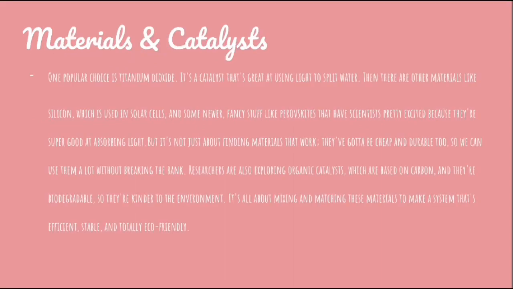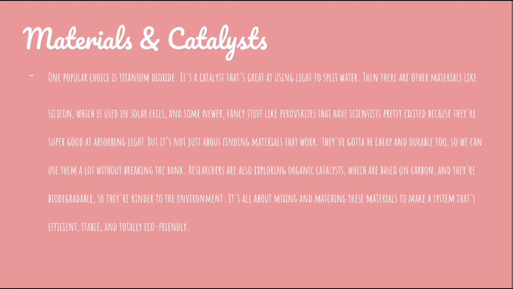So, in the world of artificial photosynthesis, materials and catalysts are key players. Think of catalysts like little helpers that speed up the process of turning sunlight, water, and CO2 into fuel. Scientists are always on the lookout for the best materials that can do the job efficiently. One popular choice is titanium dioxide. It's a catalyst that's great at using light to split water.